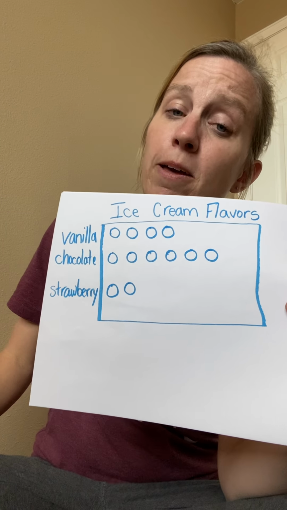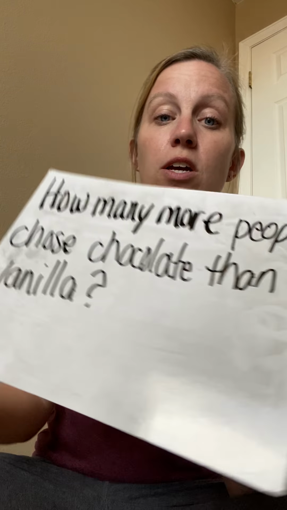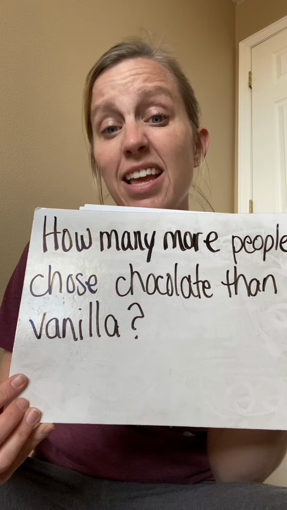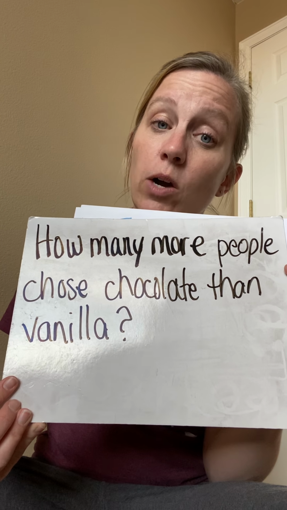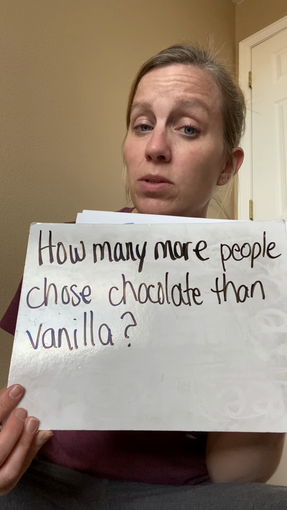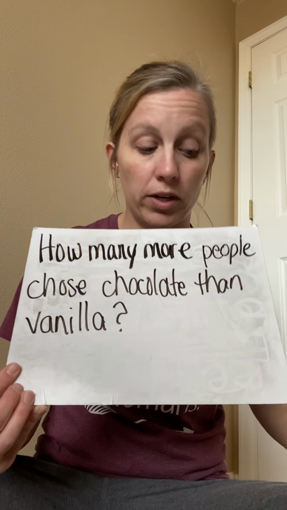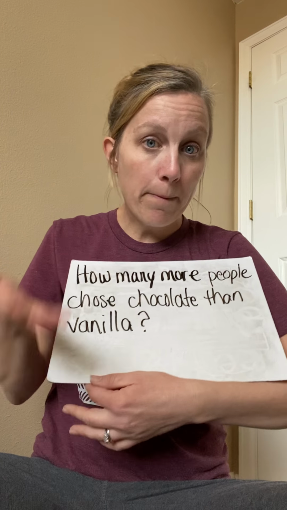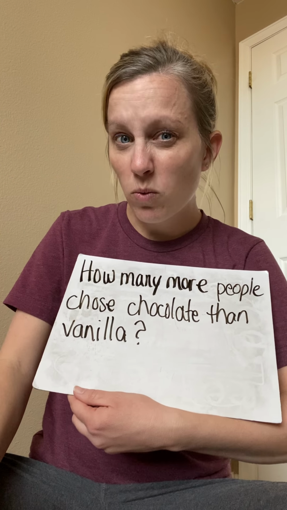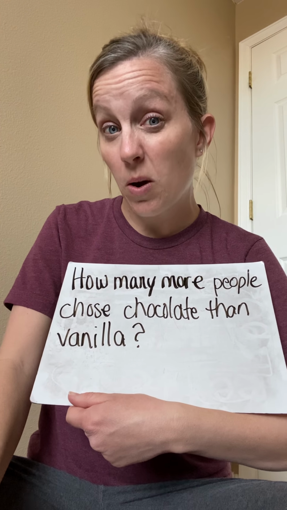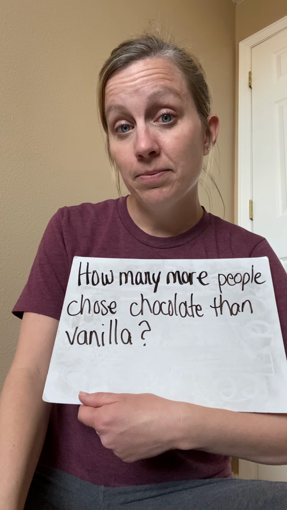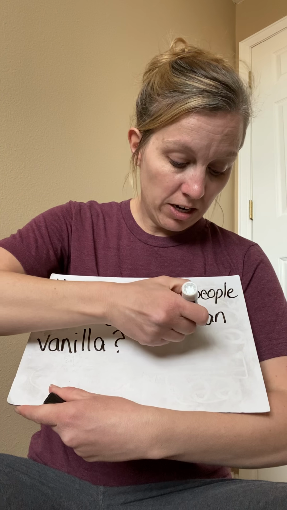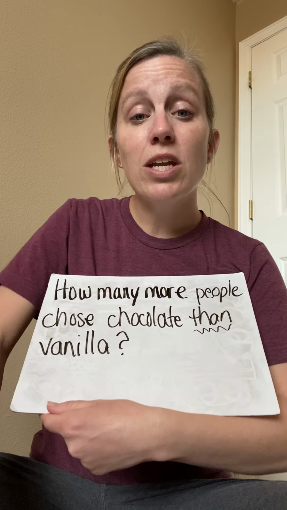Now, the question that we had the most trouble with before we left school was this one. How many more people chose chocolate than vanilla? Now, we had a key word here that really helped us know what kind of problem we're working with. If it was a join together, if it was a take away, or a comparing question. Do you remember what magic word helped us know which type of question we were working with? The word was than.